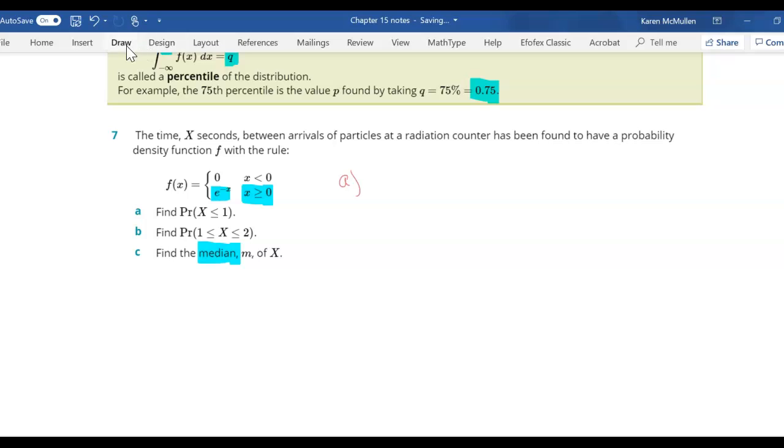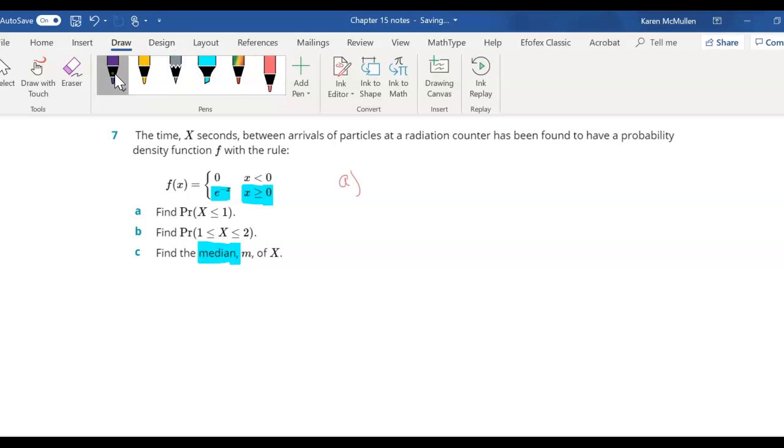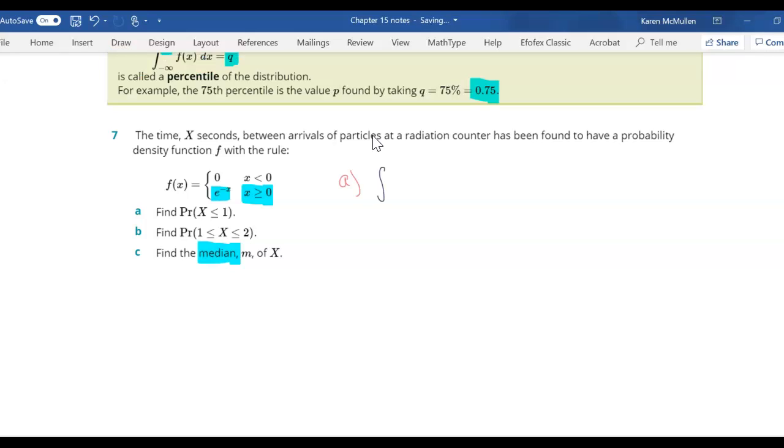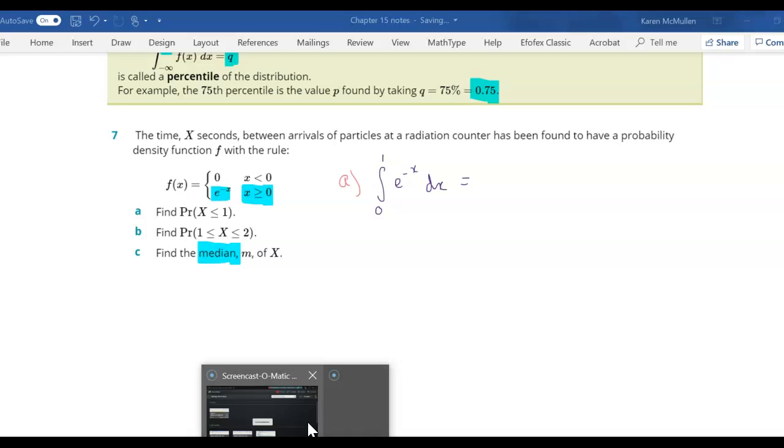Now these I'm going to do on the calculator just to keep the video shorter, but if you want to check your working, just do it through your textbook. Okay, so x has to be less than or equal to 1. So we want to go from 0 to 1, and we're doing e to the negative x dx. That's not a hard one to do by hand, but let's just do it on the calculator.